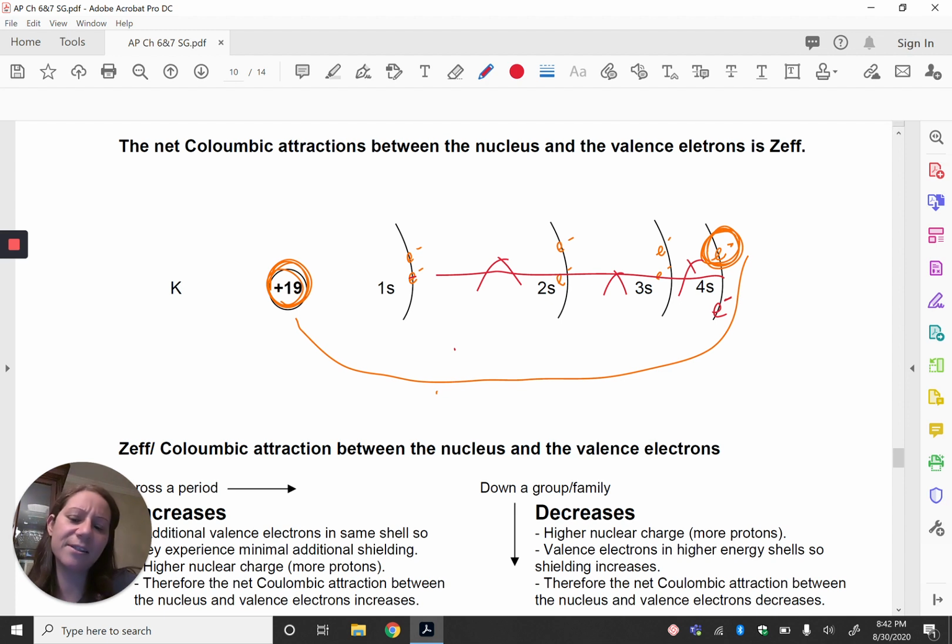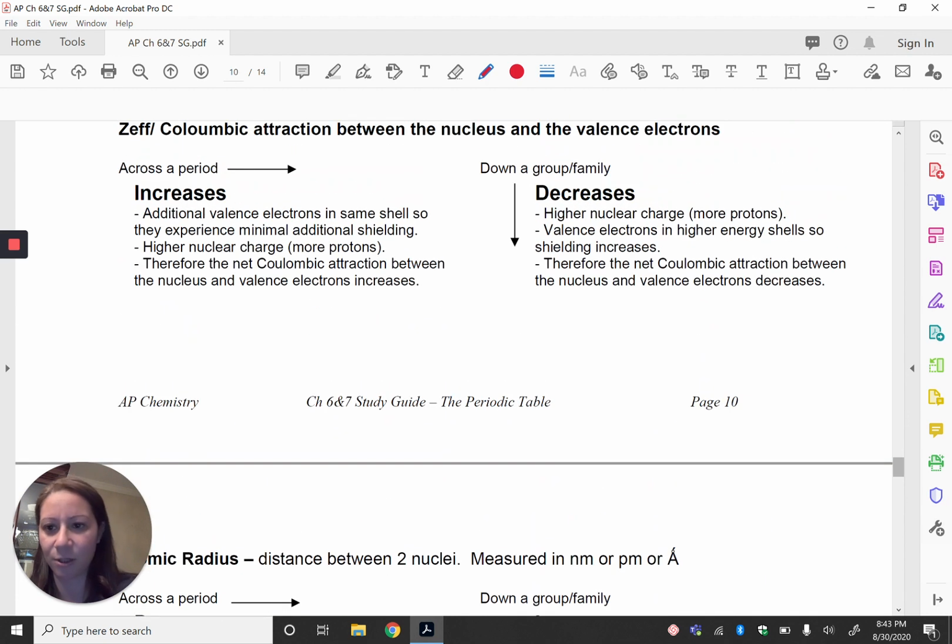And so if it's in the same period, yes, we're adding more electrons, but those electrons are not repelling each other too much. If we were adding energy levels, then yes, you'd get more and more repulsion. But if they're in the same energy level, it really does not matter that much how many electrons are there. So those extra electrons don't really matter, but yet we are adding more protons, and so that attraction is going to increase. And so that's what this is saying, really.